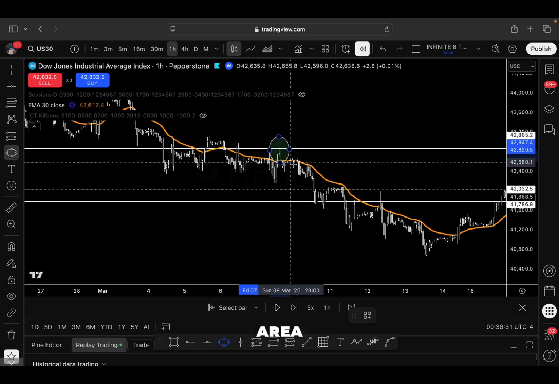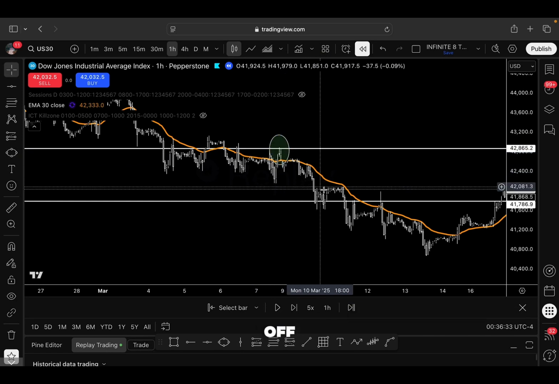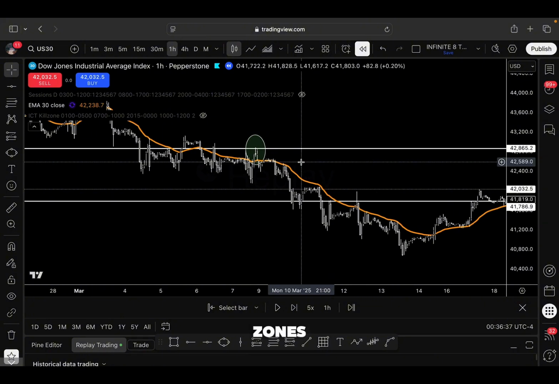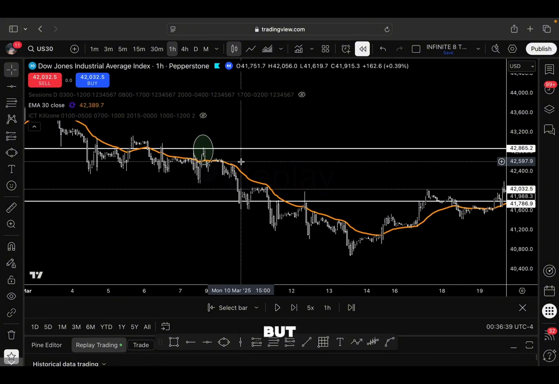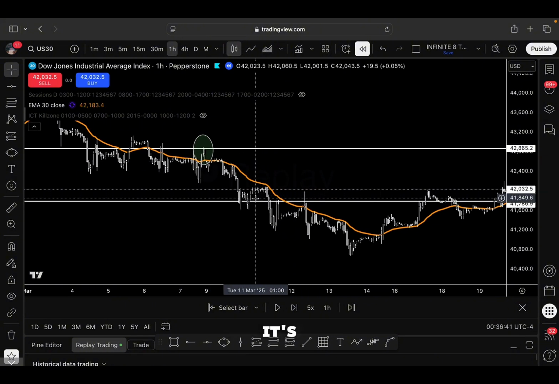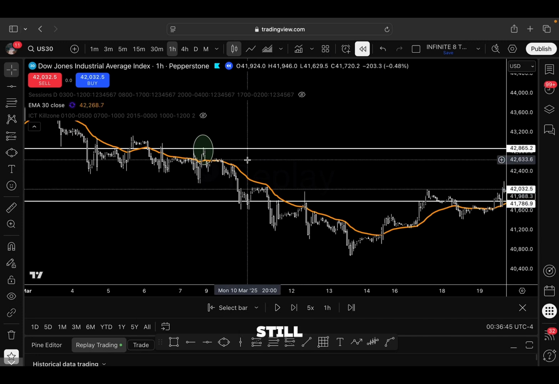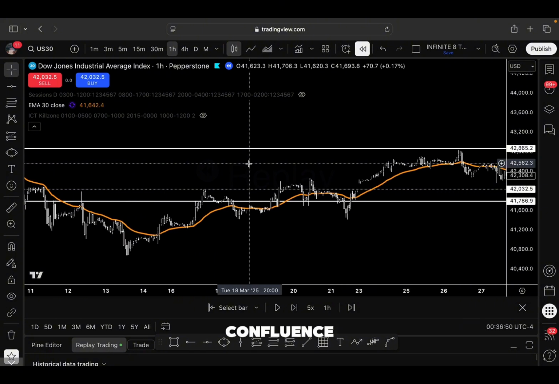I can see price hit this area and sold off, hit this area again, sold off a little bit. The supply and demand zones are getting smaller and smaller, but it's still gonna work, because it's still hitting certain zones, it's tapping zones together, which is making confluence of it to sell.